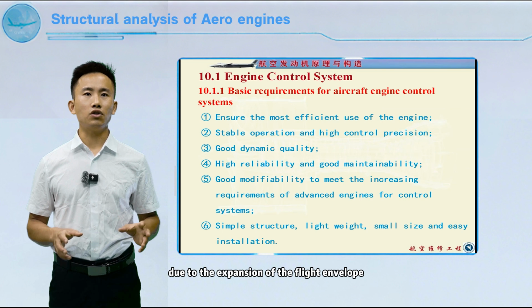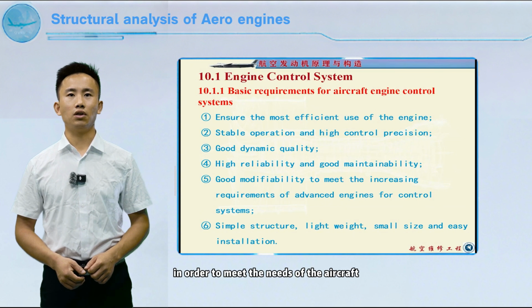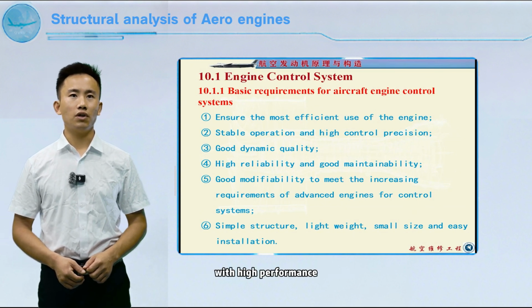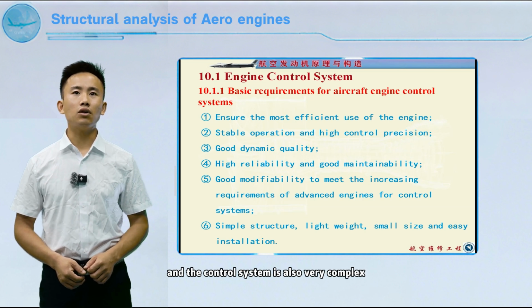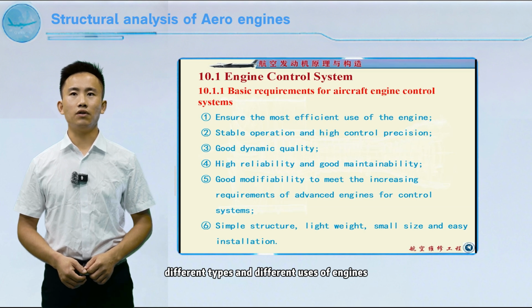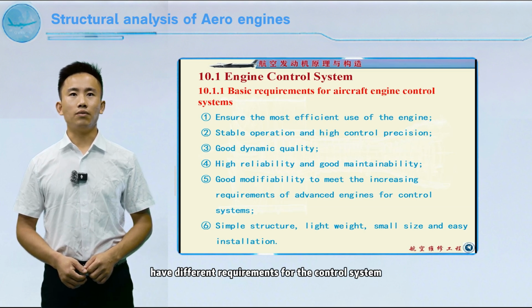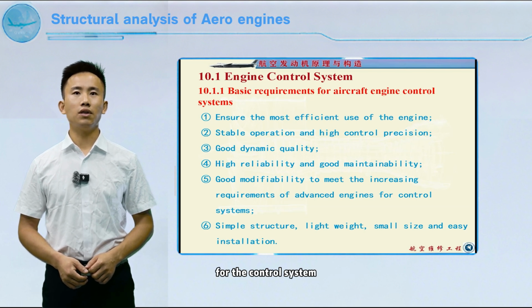Due to the expansion of the flight envelope, the characteristics of the engine vary greatly within this range. In order to meet the needs of the aircraft under various flight conditions with high performance, there are many controllable variables, and the control system is also very complex. Different types and different uses of engines have different requirements for the control system. Therefore, there are some basic requirements for the control system.